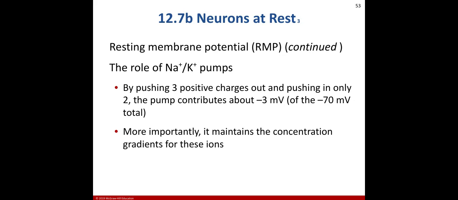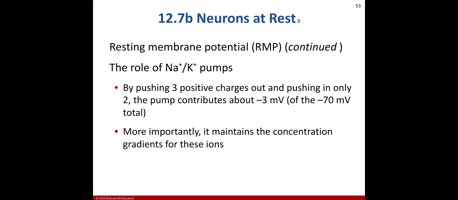What does that sodium potassium pump do? Well, it's going to push 3 positive charges out. Okay? 3 sodiums out, and it's only pushing in 2 potassiums. So every time we're pushing 3 positives out and 2 in, we are contributing to this resting membrane potential about negative 3 millivolts. Again, that's just to maintain that negative 70 total.